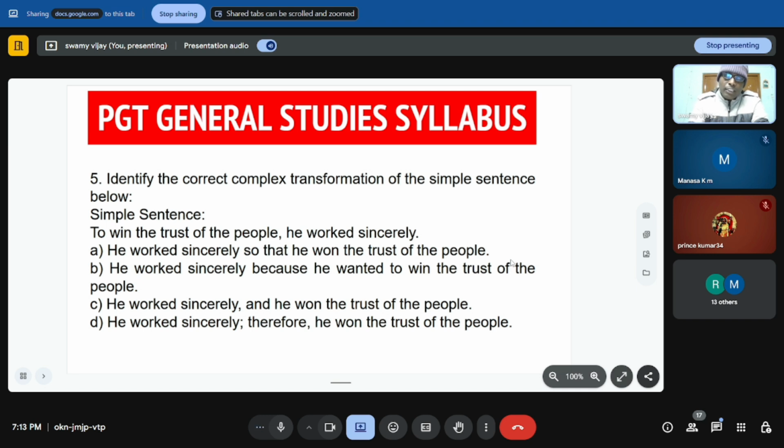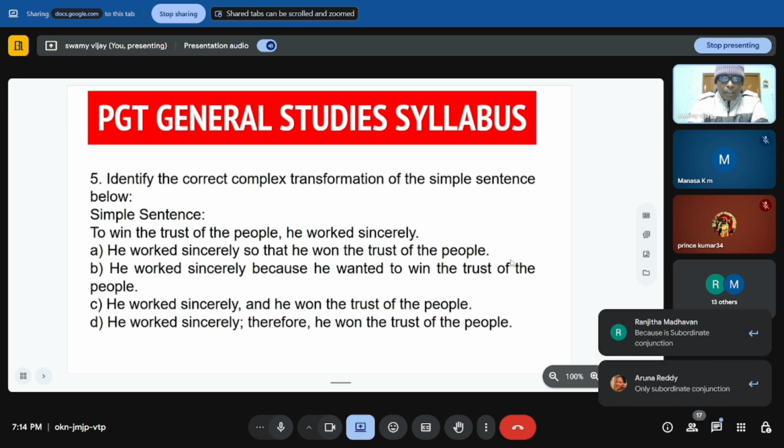So why can't option A also be considered? "He worked sincerely so that he won the trust of the people." Here two conjunctions are being used. "So" is a coordinating conjunction and "that" is also connecting this clause. So "so" is correct here. A complex sentence means we need to use only the subordinate conjunction, not a coordinating conjunction. Right, fine. So option A is not correct.